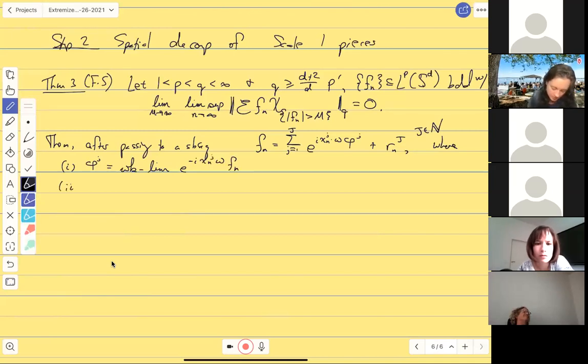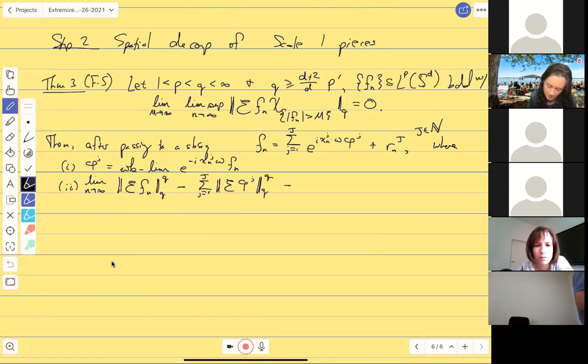Secondly, the limit as n goes to infinity, we have good LQ orthogonality (I shouldn't say decoupling, but good LQ orthogonality), and LQ to the cube minus sum j equals 1 to J of the extension of phi j, and LQ to the cube minus the extension of R n J, and LQ to the cube is equal to 0 for all J and n.